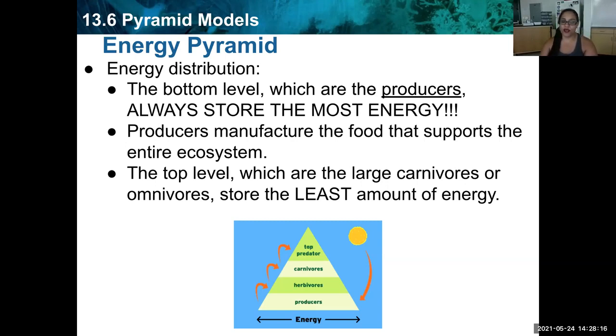And as you work your way up to the top level, which are the large carnivores or omnivores, they store the least amount of energy. So they have to eat more because they don't get as much energy from their food as animals lower on the food chain.